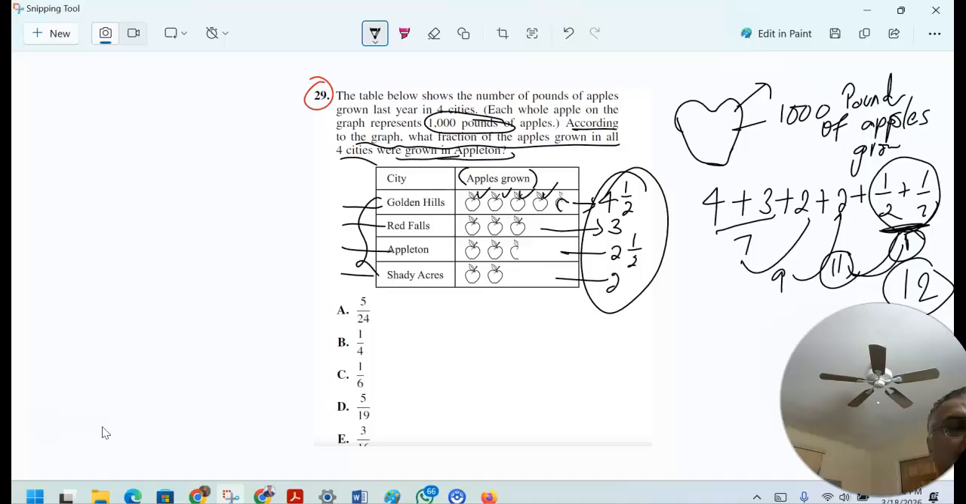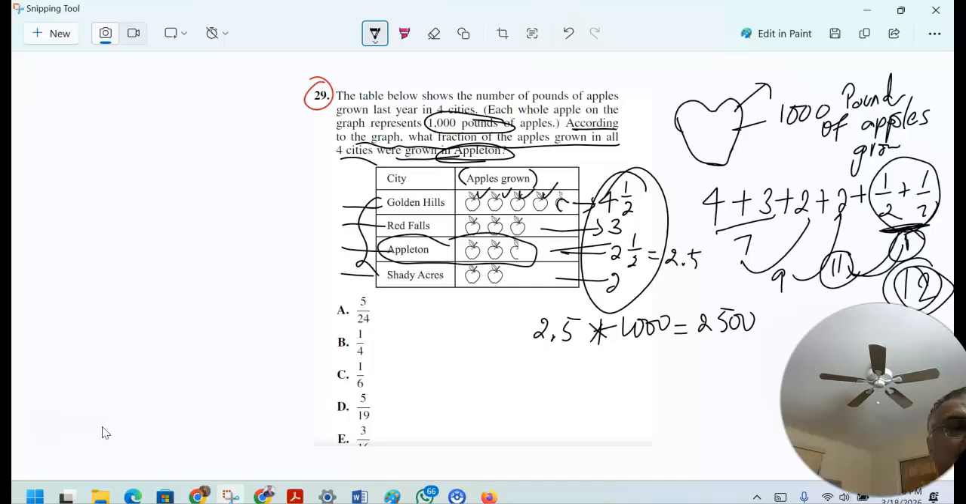And Appleton is this one, 2.5. That means it's 2.5. So 2.5 times 1,000 will be 2,500. And since the total is 12, it means it is 12,000.